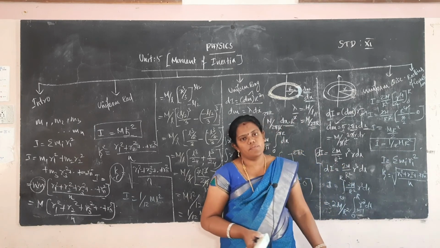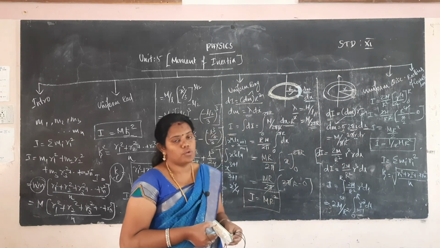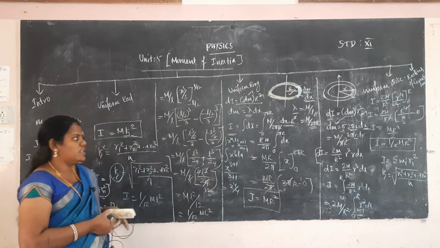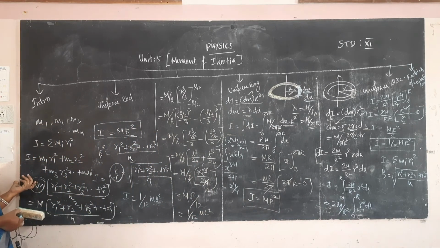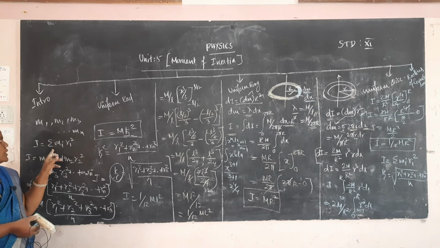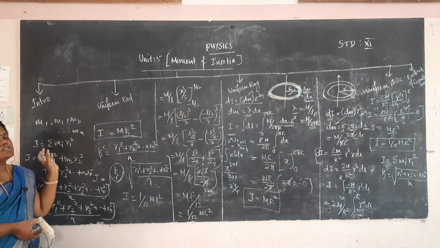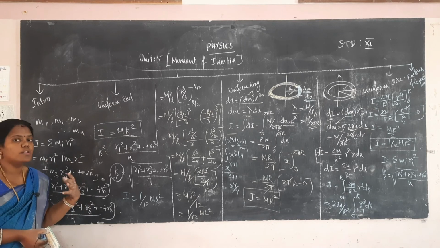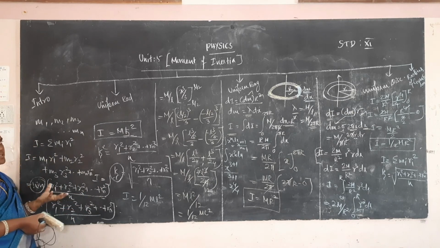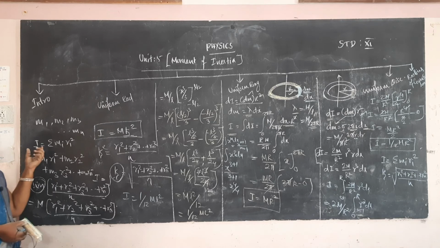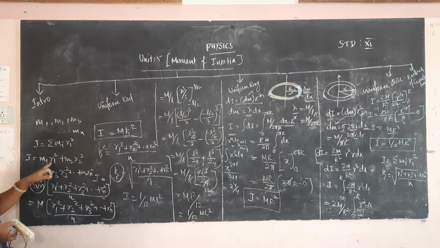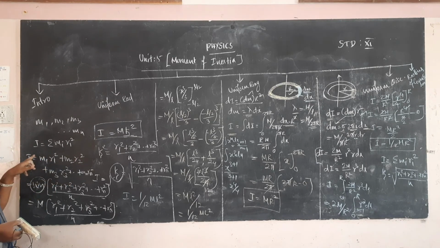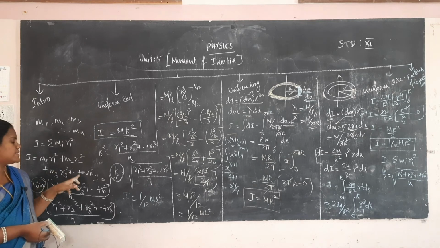In the same way we easily calculate the moment of inertia of an irregular shape by using the radius of gyration. First we choose the mass of a particle. Moment of inertia is equal to the summation of m_i r_i square. This is the formula for the moment of inertia of all the particles lying in an irregular shape object. So summation m_i r_i square is m1 r1 square plus m2 r2 square plus m3 r3 square up to mn rn square.